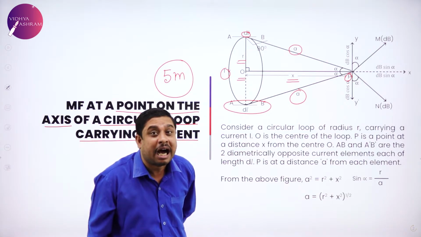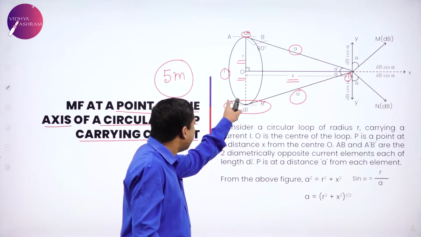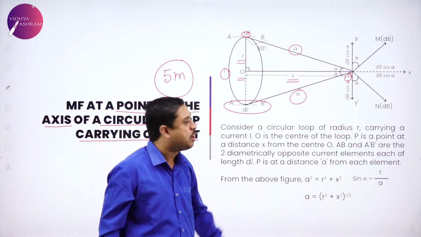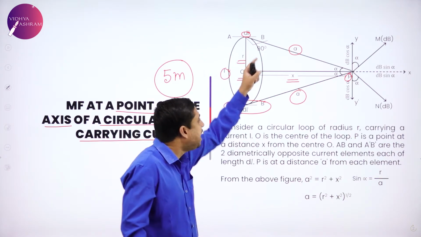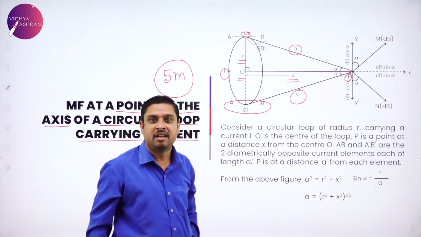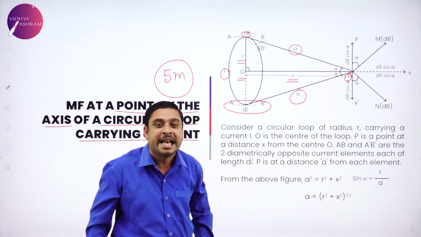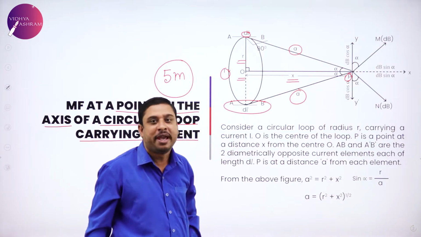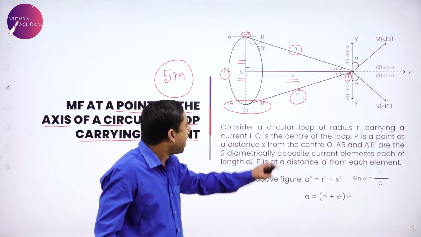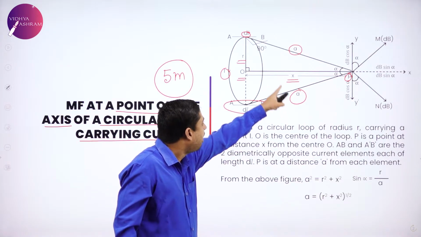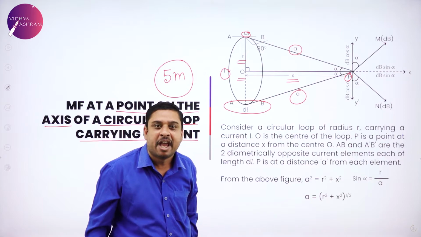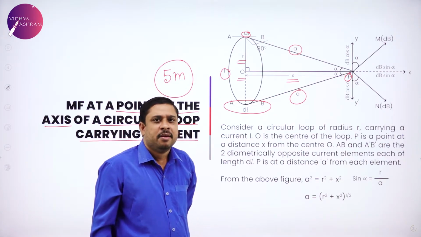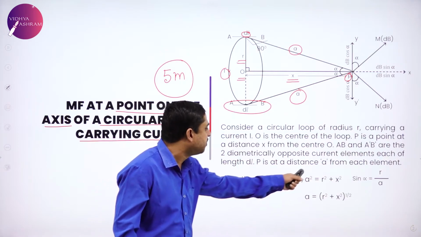Which are the two current elements? A dash, B dash of length DL. A, B of length DL. So there are two elements diametrically opposite to each other. Very good. And both of them are at a distance A from the point P. Now, my first step of calculation, very simple.